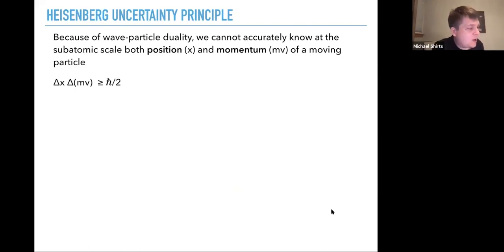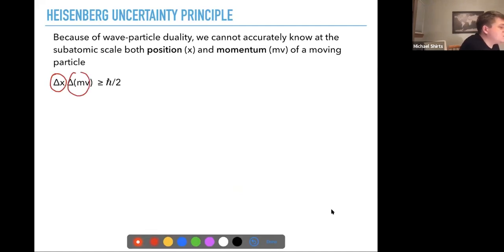Because of this wave-particle duality, we cannot accurately know at the subatomic scale both the position and momentum of a moving particle. So the uncertainty in x and the uncertainty in the momentum, mass times velocity, have to be greater than or equal to Planck's constant. You have h bar, Planck's constant divided by 2 pi, h bar over 2. Now this is a very small number, so these uncertainties can still be quite small.